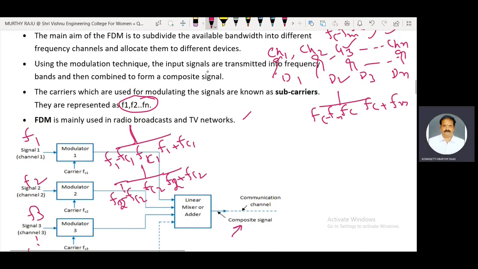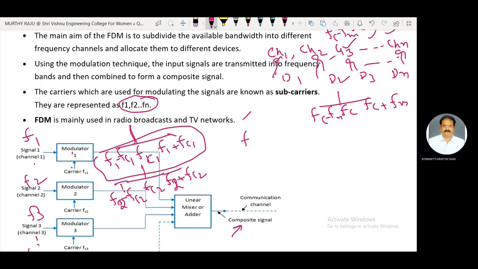Using the modulation technique, the input signals are transformed into frequency bands: FC1, F1 plus FC1, F1 minus FC1, like that. All these frequency bands are combined to form a composite signal.